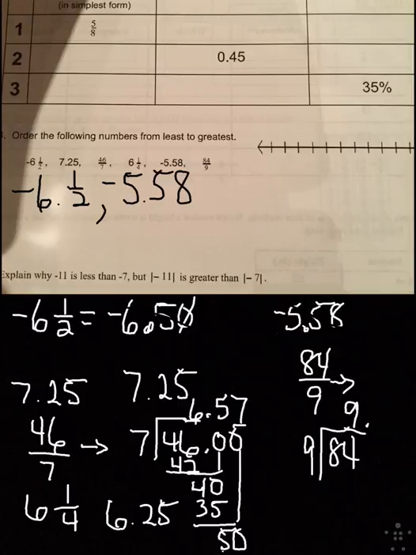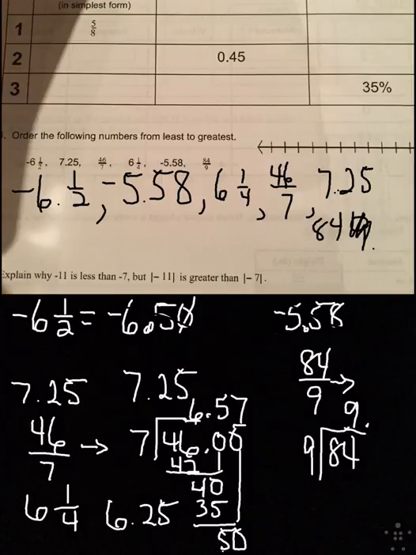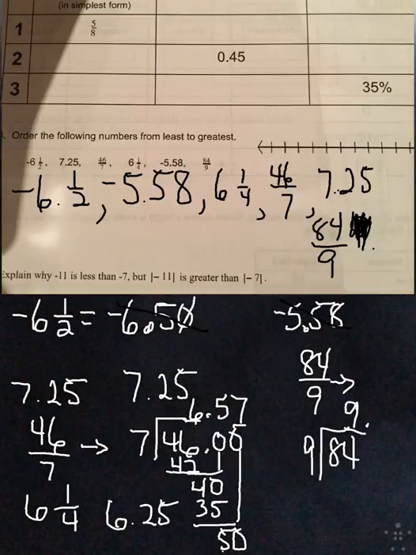Now, I need the closest number to 0, which is 6 1/4. 46 over 7 is the next highest number. 7 25 hundredths. And then the last one is 9. I'm sorry, let me put this in the original form. 84 over 9. And these numbers are in order from least to greatest.